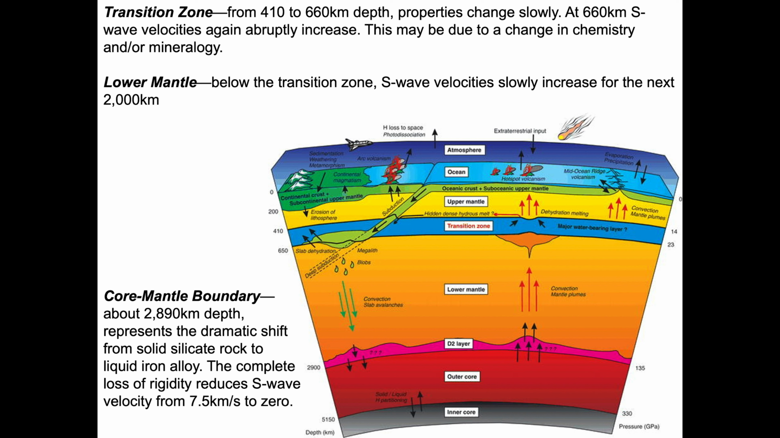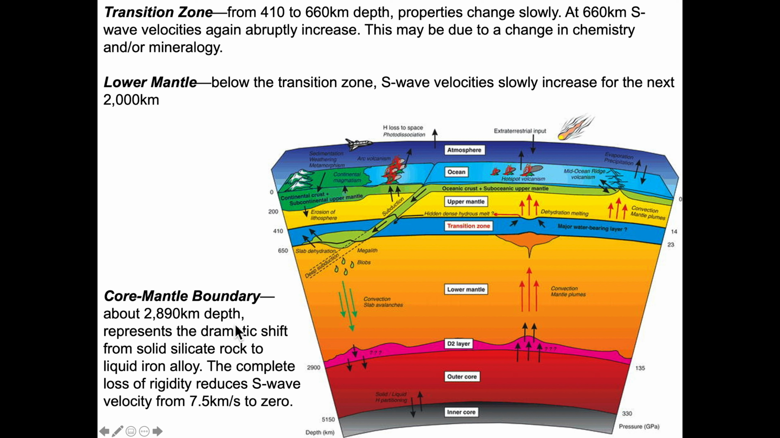Moving further down, this is where we reach the lower mantle below the transition zone, where S-wave velocities increase for the next 2,000 kilometers with depth. Ultimately, we're going to reach the core mantle boundary at 2,900 kilometers depth.